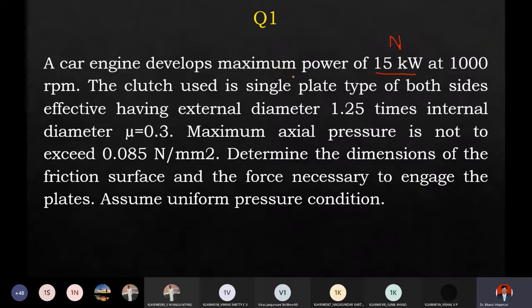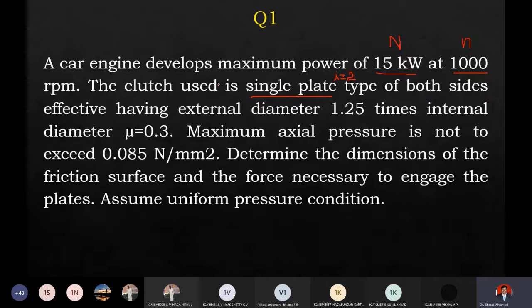So once again, capital N is 15 kilowatts, let it be in kilowatts only, and it is rotating at 1000 rpm. So if he has given N and small n, I can easily find the torque. The clutch used is single plate. When I say single plate, the number of contact surfaces i is equal to 2. Always remember this: the value of i will always be 2. What is i? The number of friction surfaces. i is equal to 2 for a single plate. Sometimes, in very rare cases, i will be equal to 1.